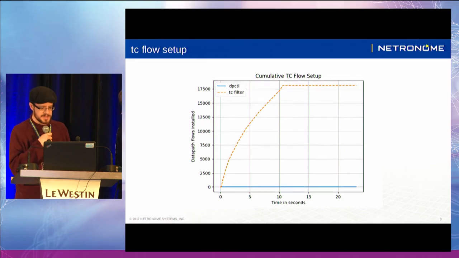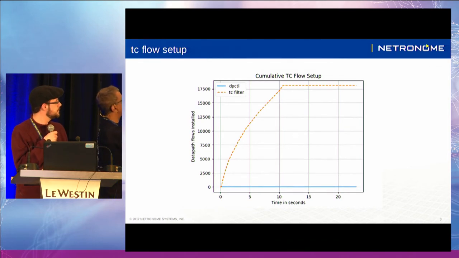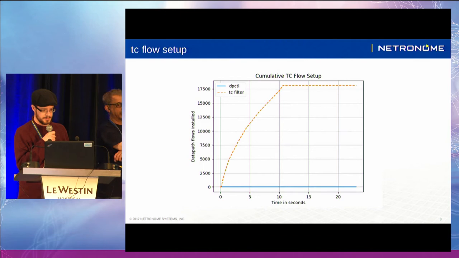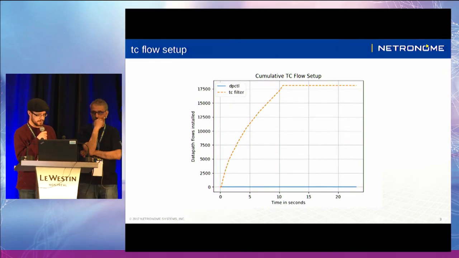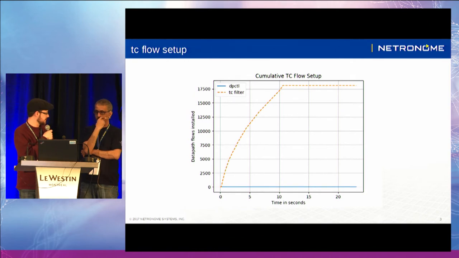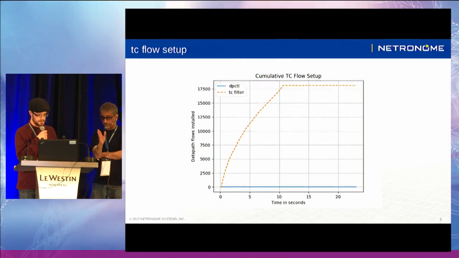With TC, and this was a bit of a surprise, we have some problems as more flows are added to the flower classifier. It starts off at a reasonable rate, and then it gets slower and slower as more and more rules are present. I'm not following this. So the y-axis is? The y-axis is the number of previously installed flows, so the number of rules that are installed, and the x-axis is the time in seconds.